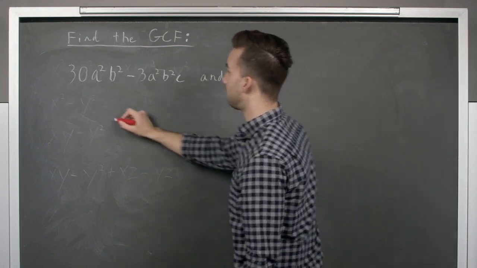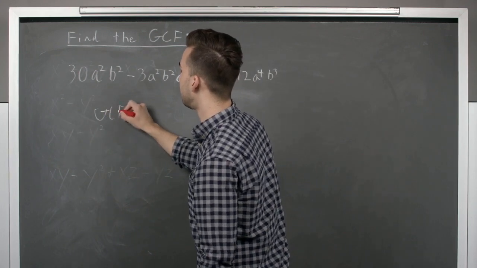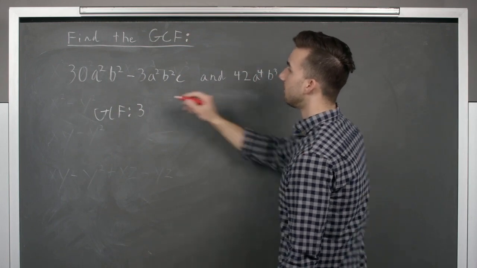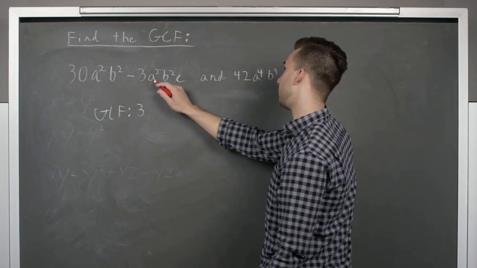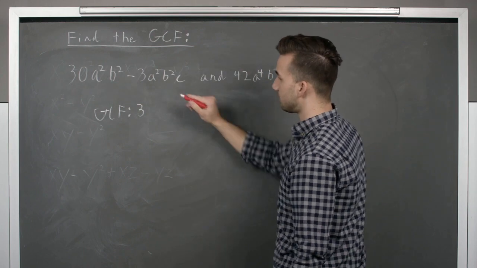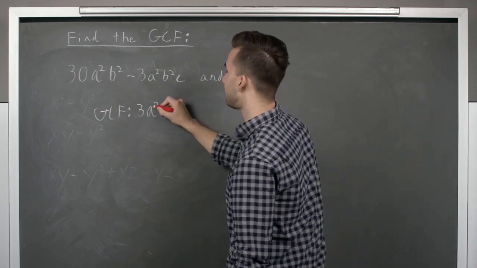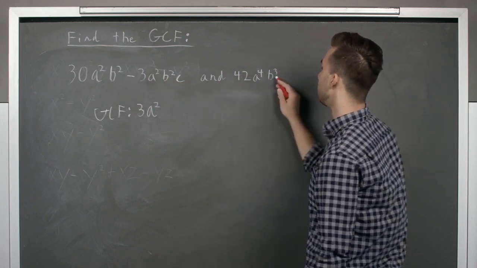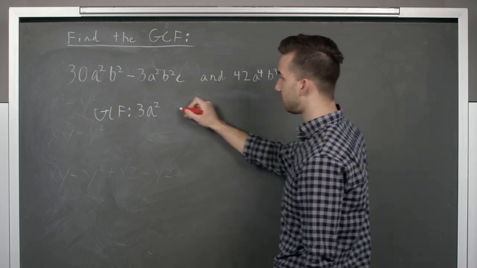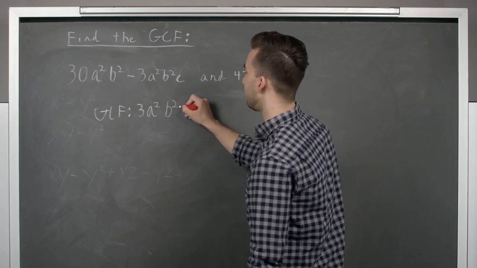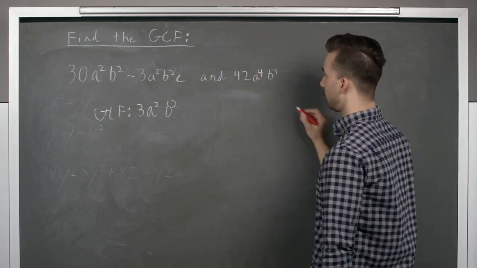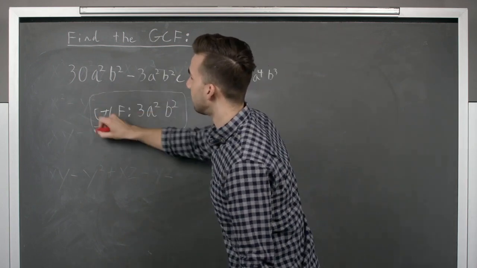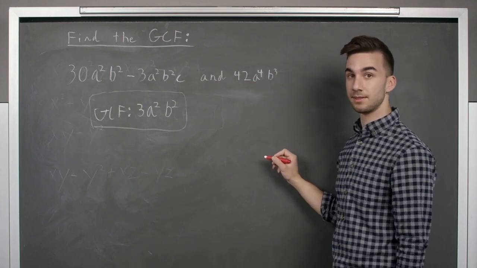But we have, for our greatest common factor, we have 3 so far. For our variables, we have an a squared. Do we have anything lower? A squared is the lowest. And then for our b, we have b squared, b to the power of 3. Our lowest is b squared. And for our c, our lowest is 0, so we cannot include it, but this is our greatest common factor for these expressions.